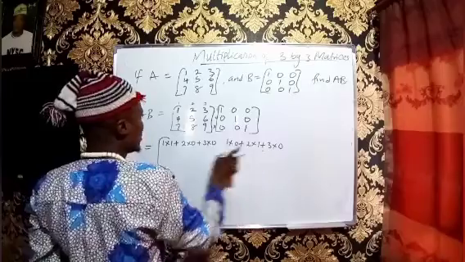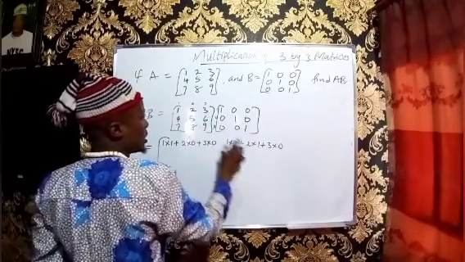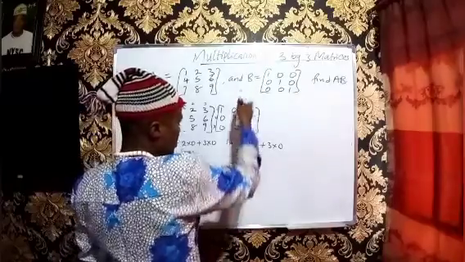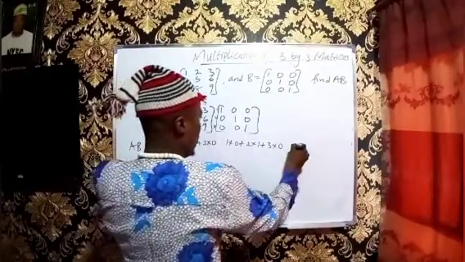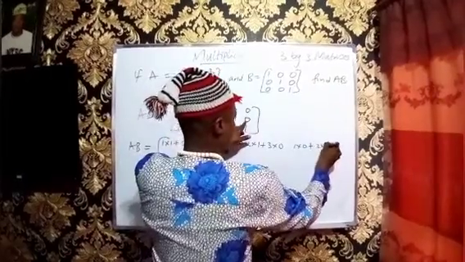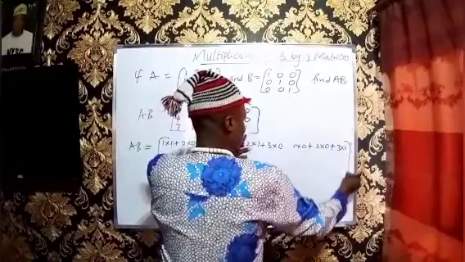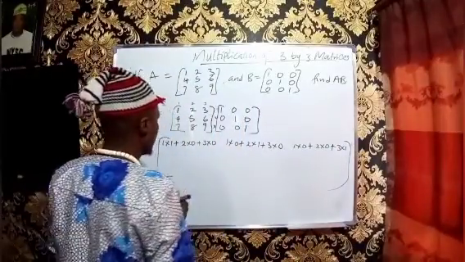Do the same thing here. First times first plus second times second plus third times third. Do the same thing in the third column. First times first plus second times second plus third times third. So you come down and continue.